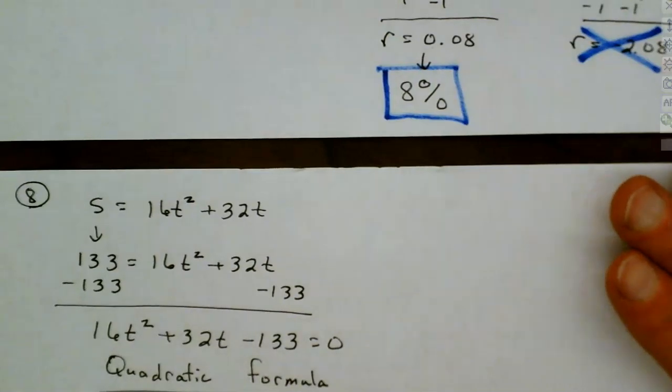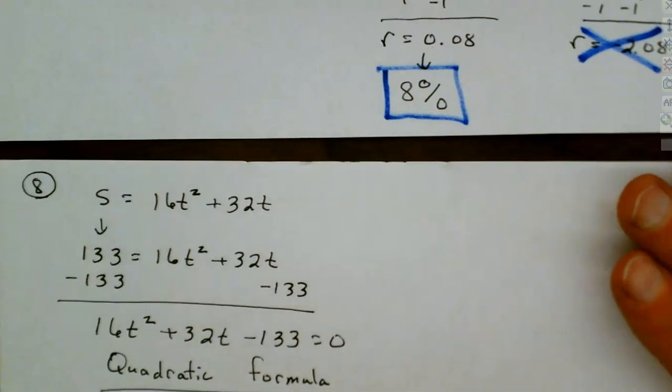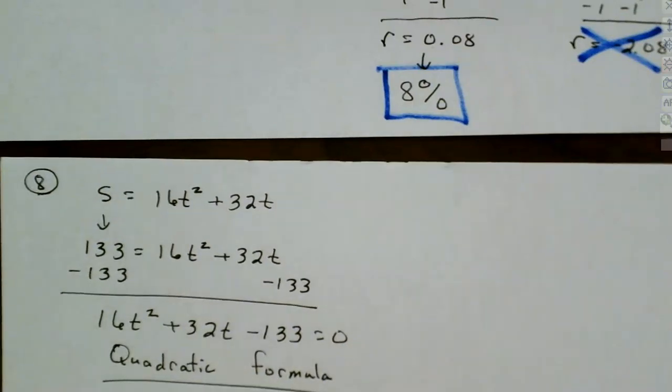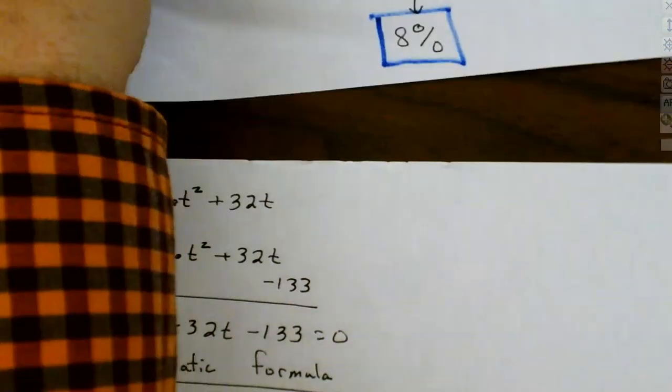Okay, so you're going to solve it using the quadratic formula. So we moved everything over. It's been set to 0. Solve it with the quadratic formula. Can time be negative? No. So one of these solutions is not going to work. So you'll cancel out the negative solution there.